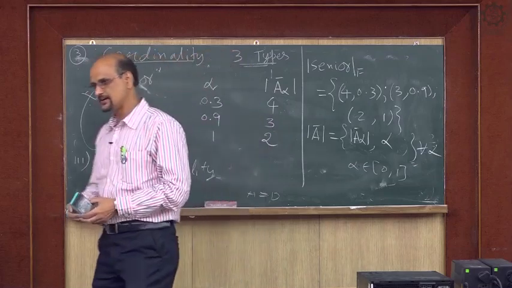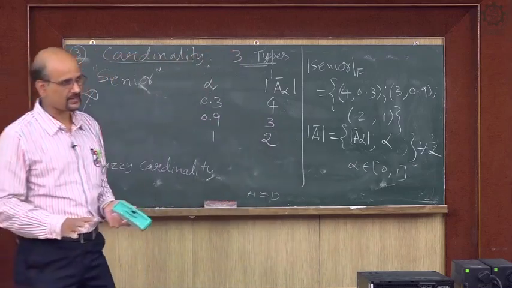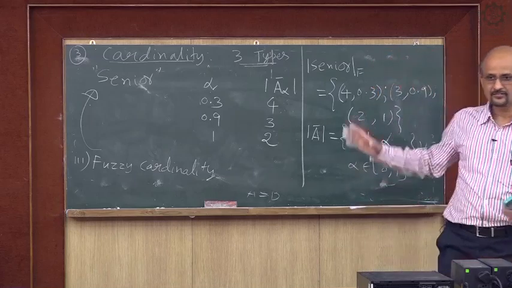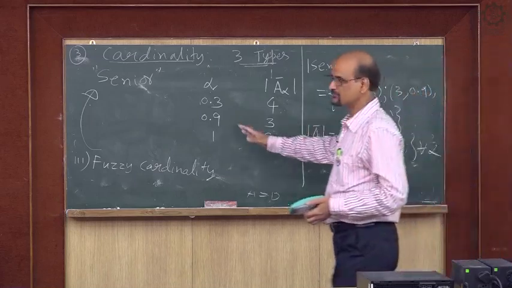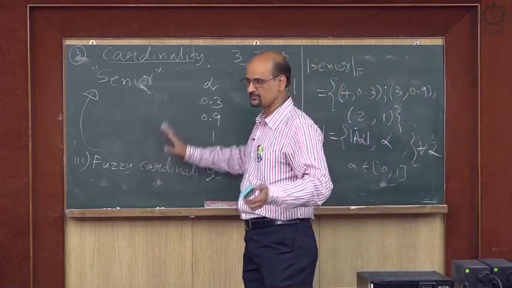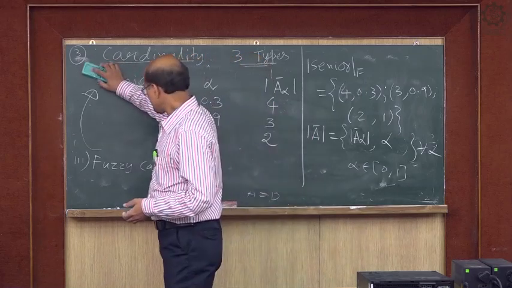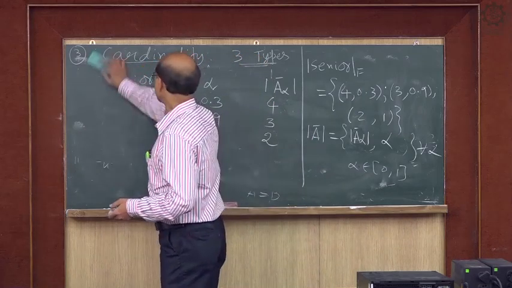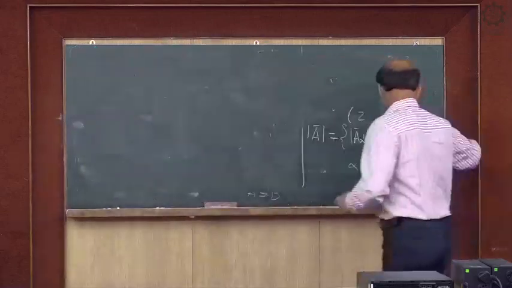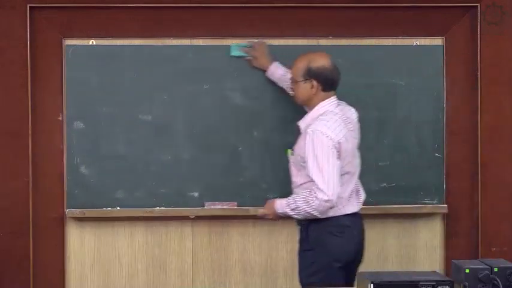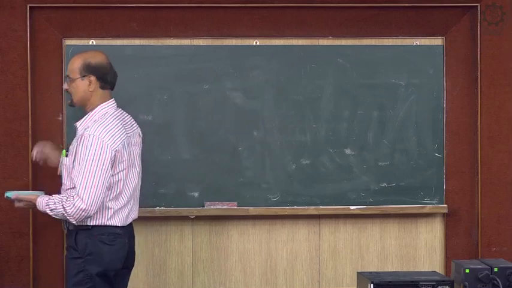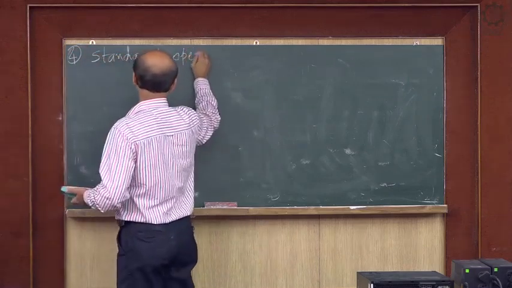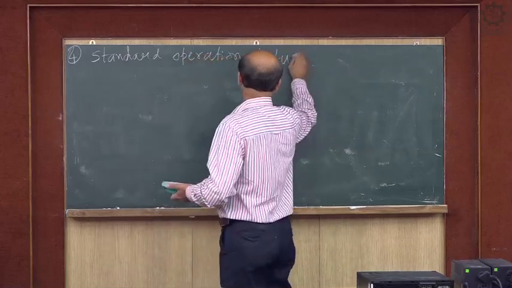So we had 3 types of cardinality: scalar cardinality, relative cardinality and fuzzy cardinality. Very simple. Now comes the important thing, that is the standard operations of fuzzy sets.